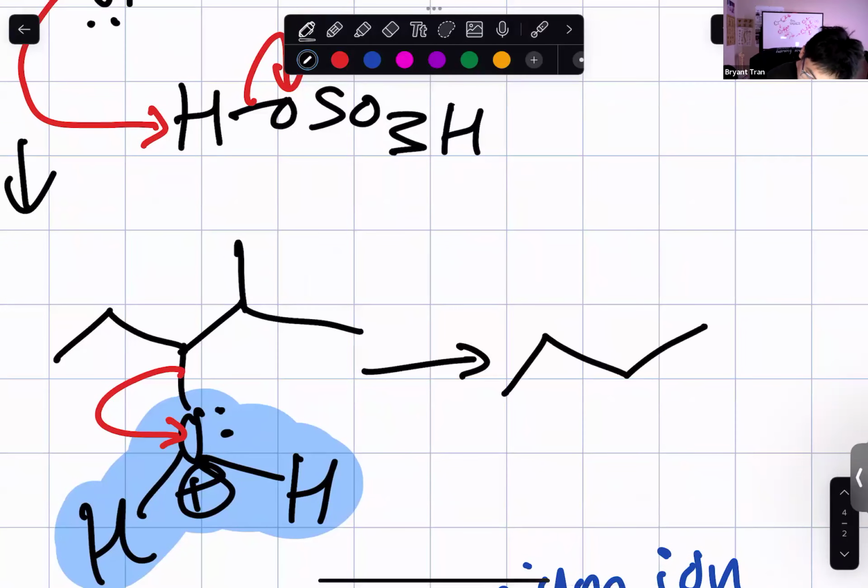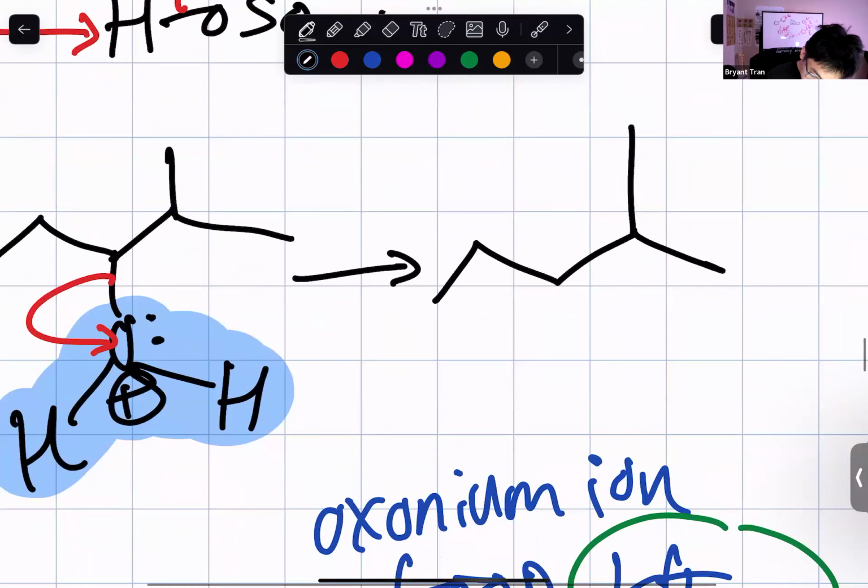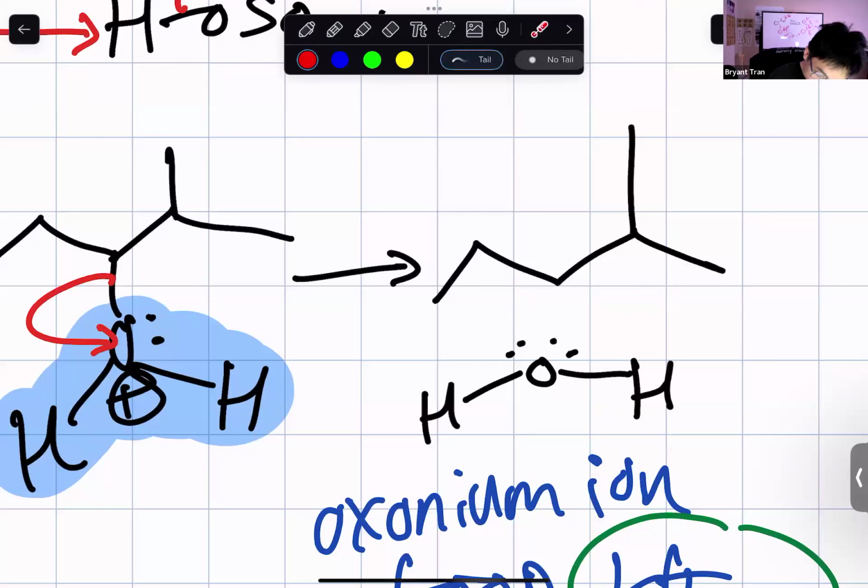So as a result, our intermediate would look like this, plus this group that just left. And before, we saw this oxygen here had 1 pair of electrons. But when we kicked it out, we gave it an extra pair of electrons from this bond right here, which is why this oxygen now has 2 pairs of electrons, 2 bonds, and its formal charge is now 0, making it neutral.